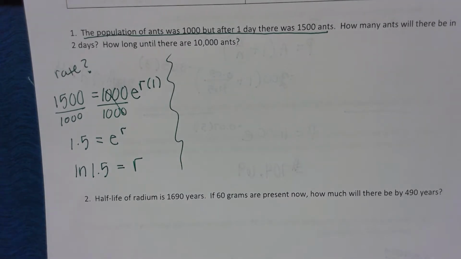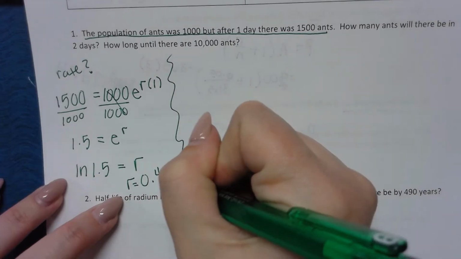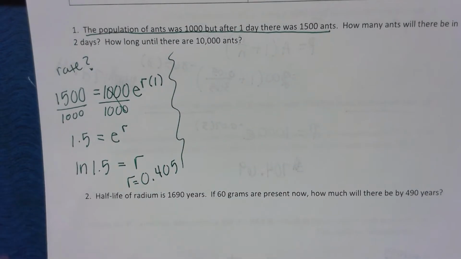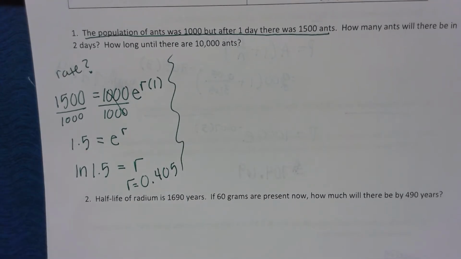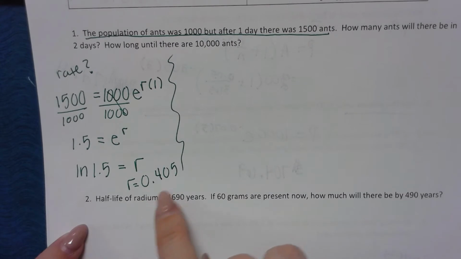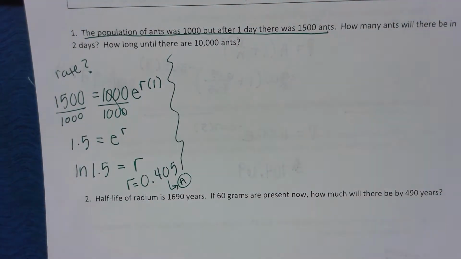So ln of 1.5 tells us our rate is 0.405. So that means our rate is like 41%. That's actually a really big rate. So it's growing by 41%, almost double each day. That's a lot. Okay, so we're going to have to use this number, so make sure you store that. I'm going to store it as A.